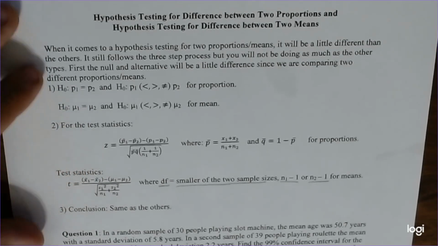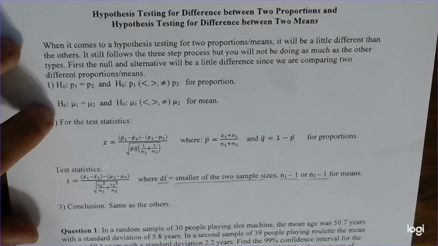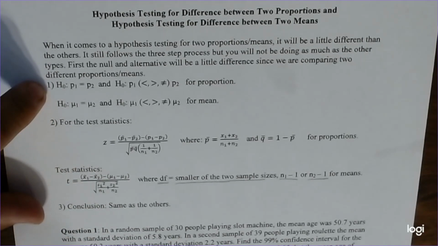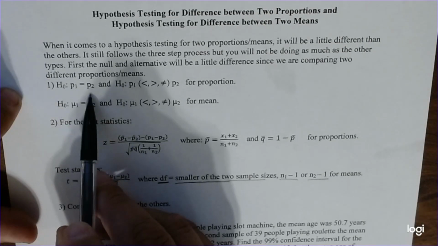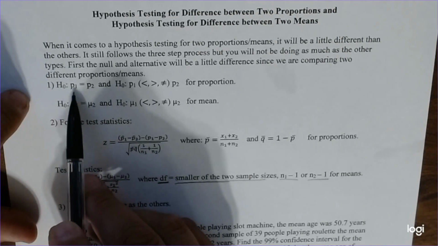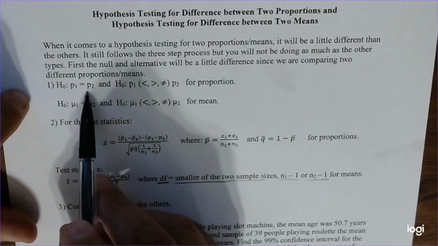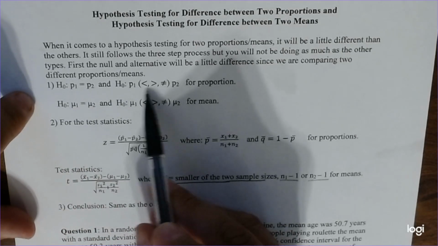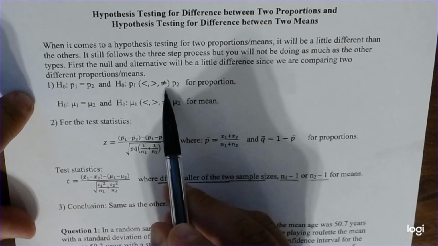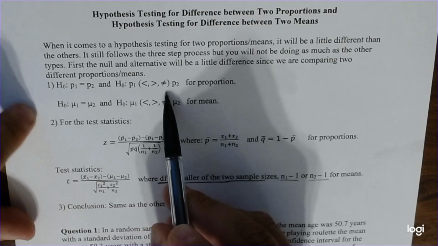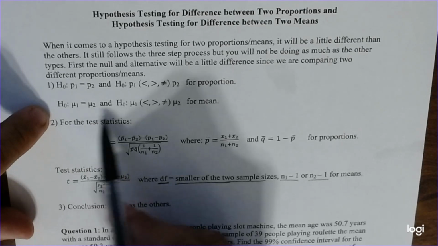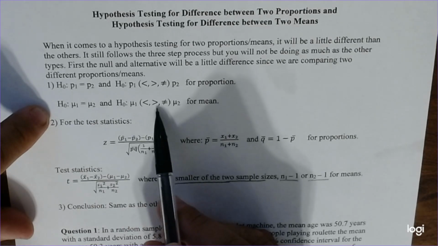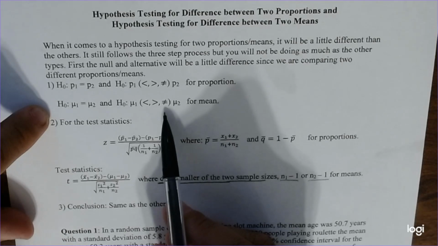Okay, but since we're doing proportions and two means, when it comes to your null and alternative hypothesis, you can compare the actual two proportions themselves. So your null hypothesis is going to be p1 equals p2, the two proportions, and your alternative is going to be one of those three: not equal, less than, or greater than that same value. And same thing for the mean. It's going to be mu1 equals mu2, and the same thing applies: not equal, less than, or greater than that different mean itself. Okay, so that's good.